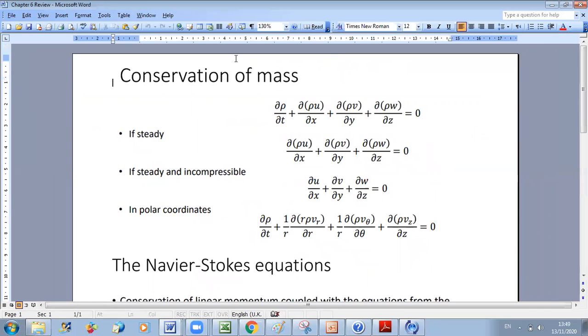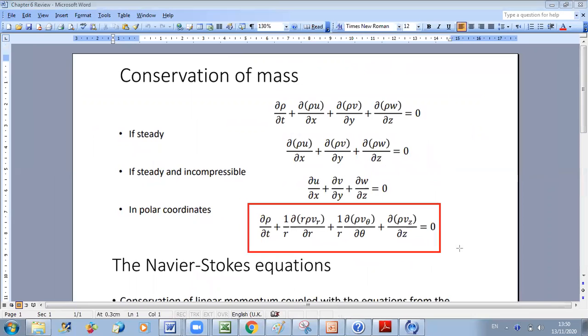This is the general condition. Now, if you have an incompressible flow, it will be reduced to what? If rho is constant, then this term will cancel out, and rho can be taken outside of the integration. So if you have an incompressible flow, your relation becomes 1 over r del (r v_r) over del r plus 1 over r del v theta over del theta plus del vz over del z. Now, in case you have more simplification, for example, if it's 2D, vz is 0.